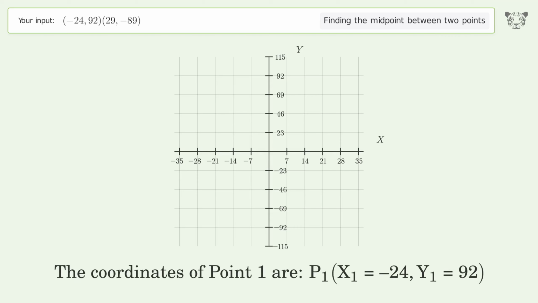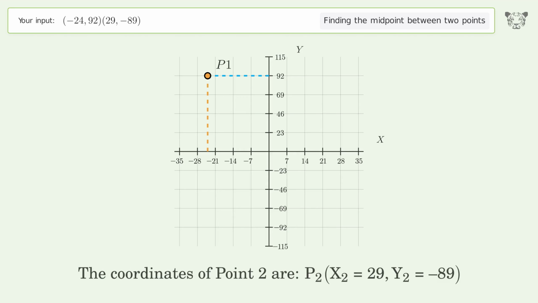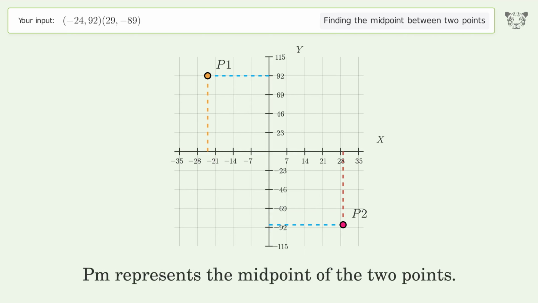The coordinates of point 1 are x1 equals -24, y1 equals 92. The coordinates of point 2 are x2 equals 29, y2 equals -89. PM represents the midpoint of the 2 points.